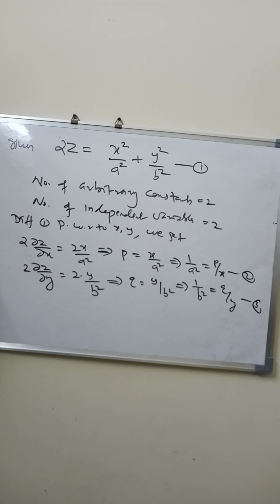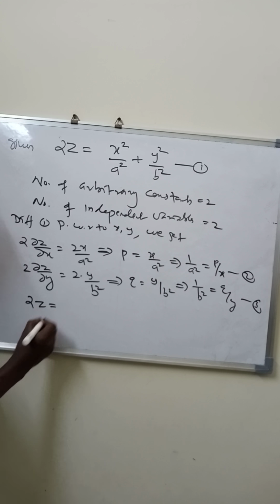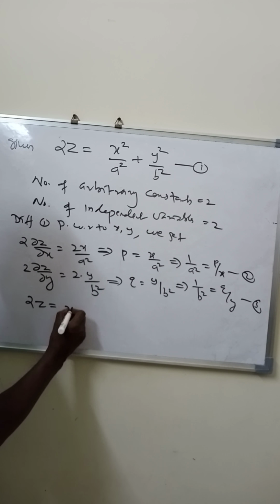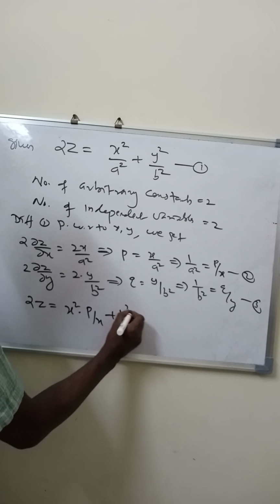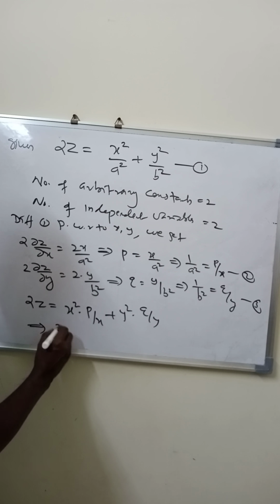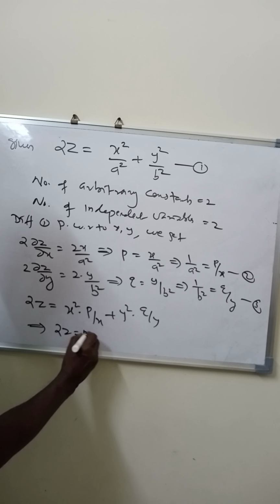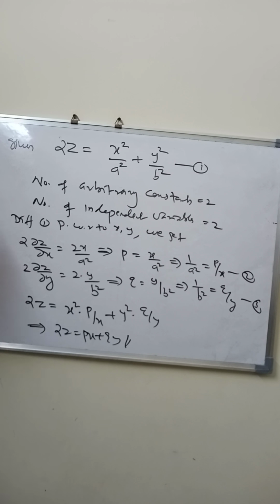Now substitute the values of 2 and 3 in 1. What will you get? 2z is equal to x square into p by x plus y square into q by y. That is 2z is equal to px plus qy. That is the required partial differential equation. Okay, it's clear. Now the next question.